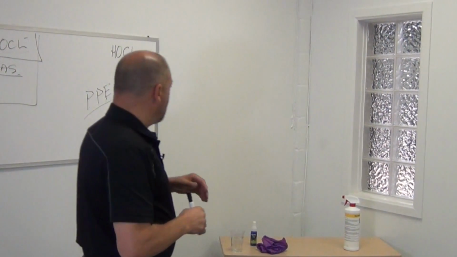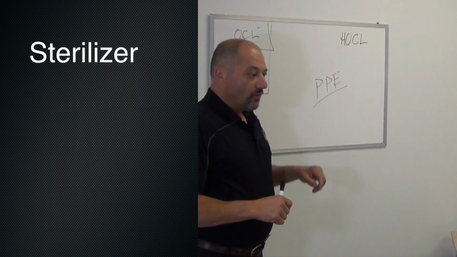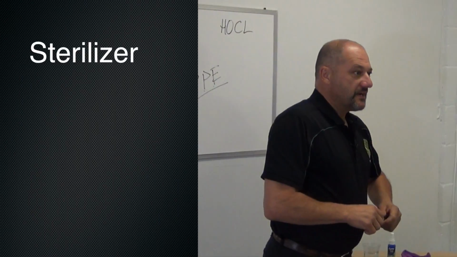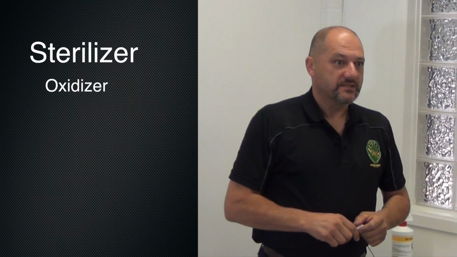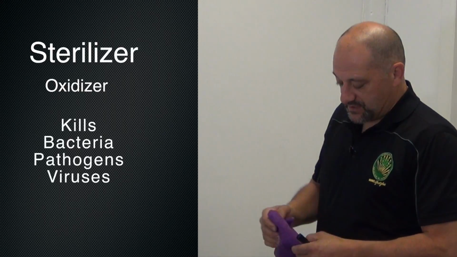So let's now talk about hypochlorous acid. One, it is a sterilizer, which means that it's an oxidizer, which means that it can kill bacteria, kill pathogens, and kill viruses.